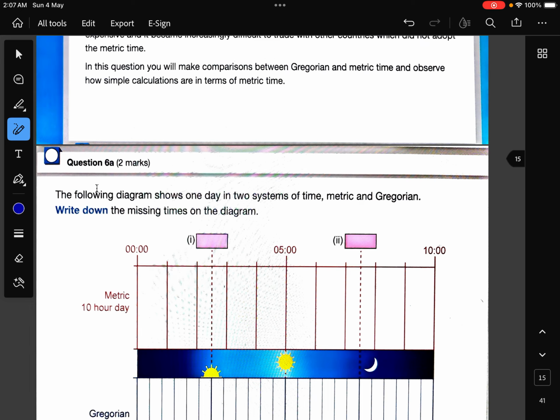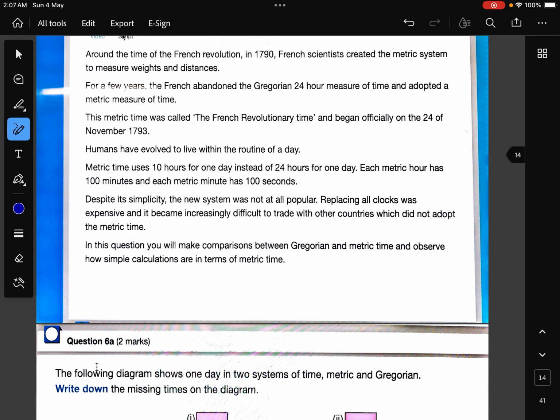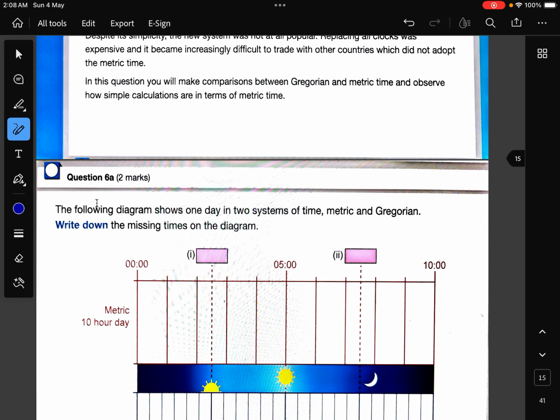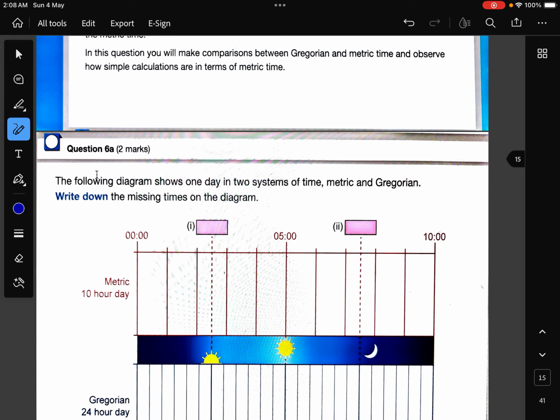But do bear in mind, in this question, what is really important is this piece of information about metric time. We know that metric time uses 10 hours for one day instead of 24 hours, and each metric hour is the equivalence of 100 minutes, and each metric minute has 100 seconds. So that's the big difference between the metric time and the Gregorian time as well. So we're going to be looking at how we could find the time for the metric 10-hour day. So let's look at part 1.